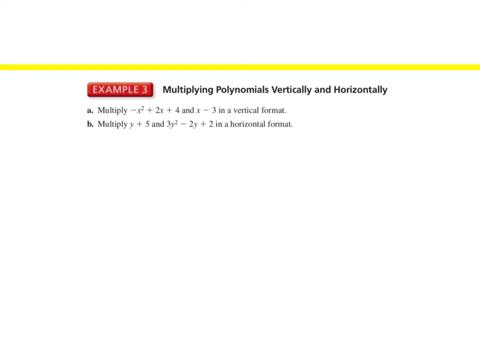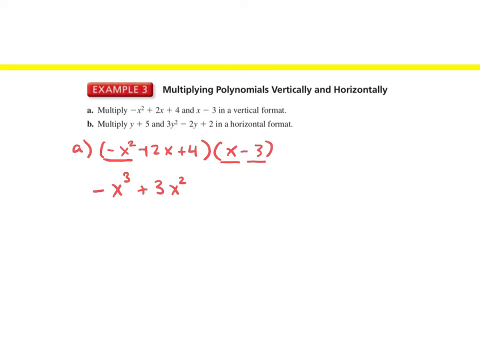So looking at A, we're multiplying negative x squared plus 2x plus 4 times x minus 3. So we are FOILing. But here, instead of 4 terms, we have 5, because we have 3 in our first one and 2 in our second. So we're going to start with our first term. So we have negative x squared. We need to multiply it to x. So this is negative x cubed, because now we have 3 x's that we're multiplying, so it becomes x cubed. Then negative x squared times negative 3. So this would be positive 3x squared.